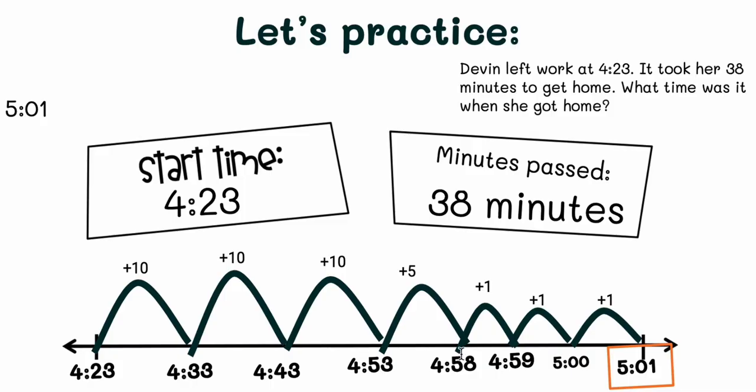So now we have 35 minutes and have 3 minutes left. So add 1 more minute, and we land at 4:59. Another minute, and we land at 5 o'clock. And add 1 more minute, and we're at 5:01. Now I'm going to double check that I have 38 minutes worth of jumps before I decide this is my answer. So I have 10, 20, 30, 35, 36, 37, 38. Okay, we have 38 minutes. I double checked my work, and our answer is 5:01. So Devin arrived at home at 5:01.